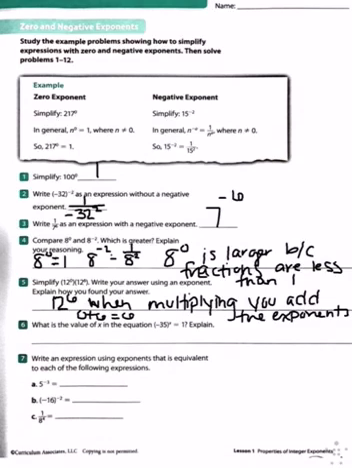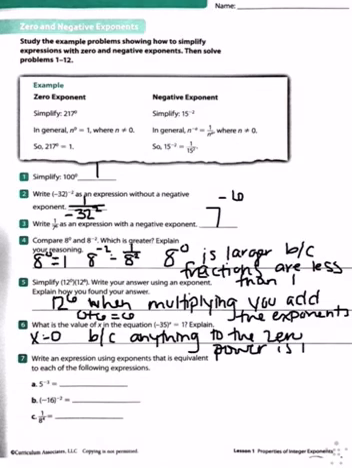Number 6, what is the value of x in the equation negative 35 to the x power equals 1? Explain. X equals 0 because anything to the 0 power is 1.